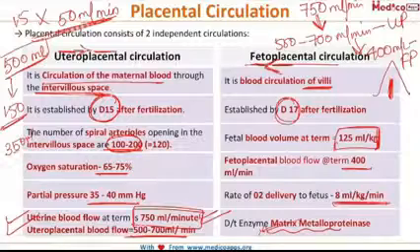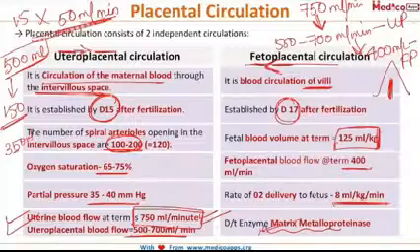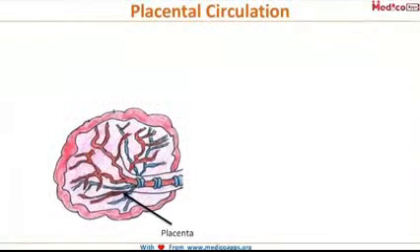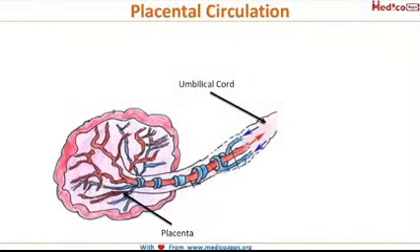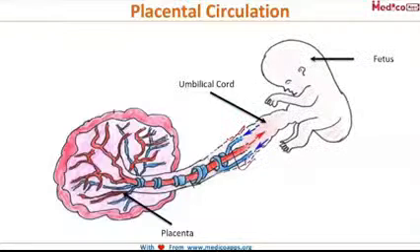Now this blood in the villi is carried from and to the fetus through the umbilical arteries and the umbilical veins, and we'll study about them through this diagram. This is our placenta. This is our umbilical cord consisting of 3 vessels, 2 umbilical arteries and 1 umbilical vein. And this is our fetus.